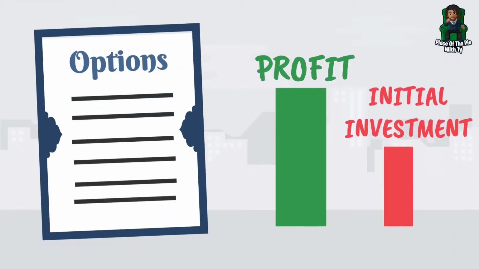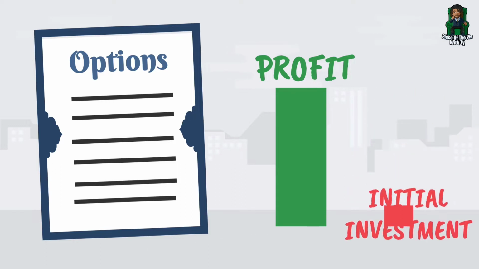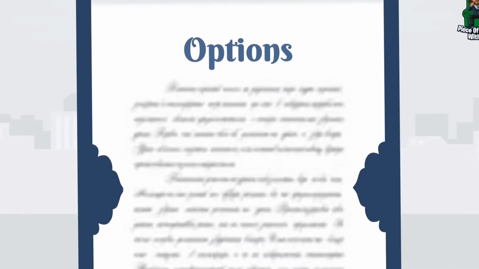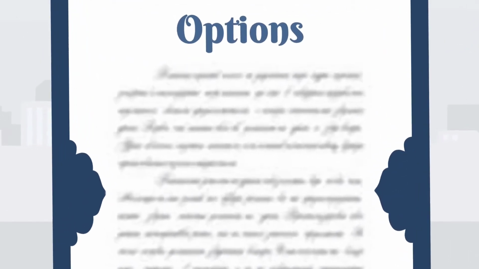The capability to make more with less is one of the benefits of options trading. However, the potential for greater profits comes with greater risk of losses. To help you understand why, let's take a closer look at how an option contract works.